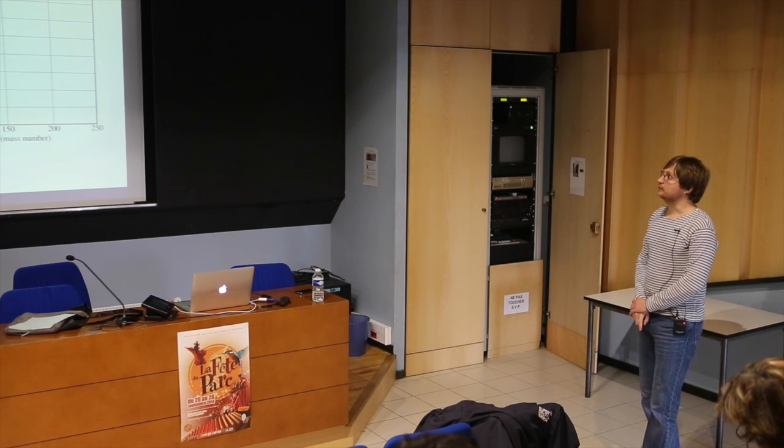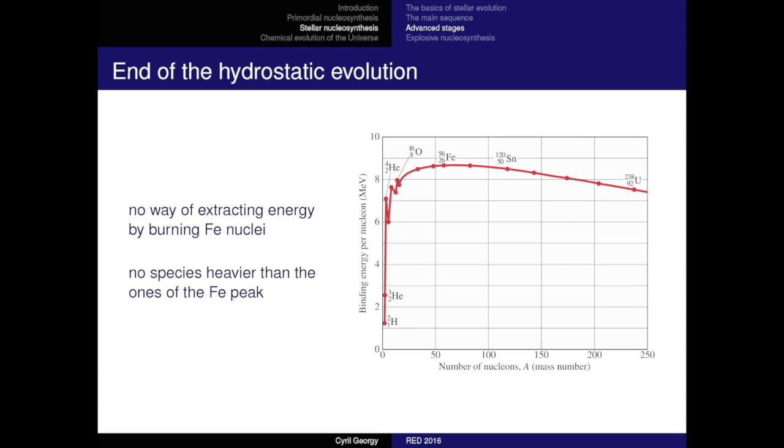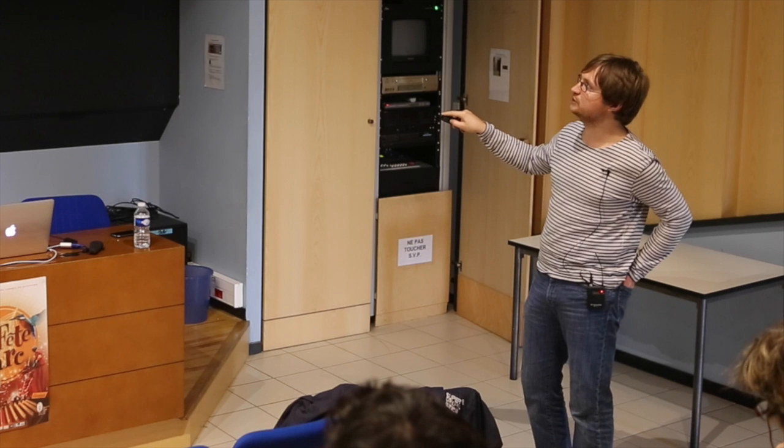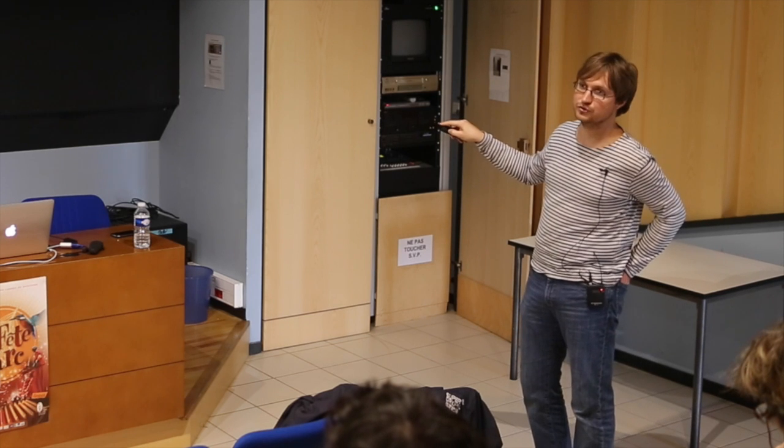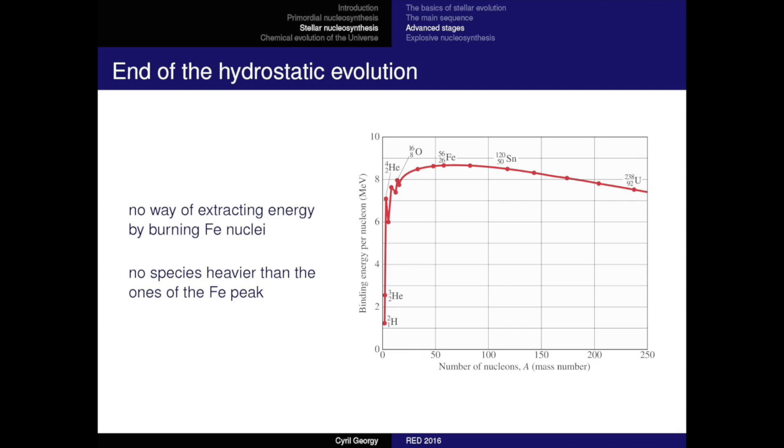What happens then is that it's the end of the possible hydrostatic evolution of stars, because you reach, here is the curve that shows the binding energy per nucleon as a function of the mass number, and you see that the most bound atoms are the iron ones. So as soon as you start going towards iron, you are able to extract energy from the fusion process. But once you reach iron, if you want to fuse iron with something, it will not produce energy anymore, it will consume energy. So basically, when you have reached iron or nickel 56, you have no way of burning things in your star and producing energy at the same time. So you will produce no species heavier than the ones of the iron peak through this process.